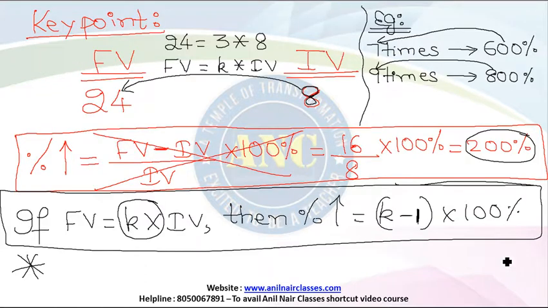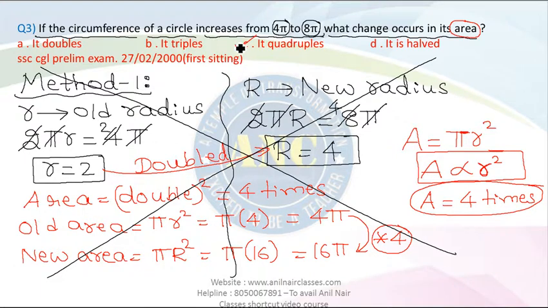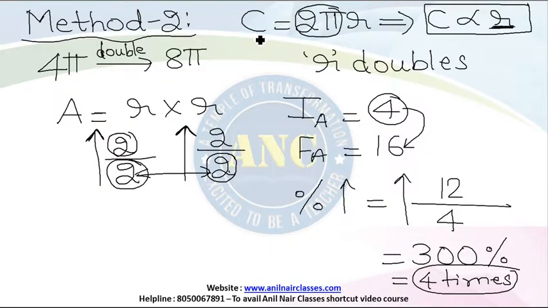I already told you, if the value is 300 percentage, then it is how many times? It is 3 plus 1, 4 times. 300 percentage is nothing but equal to 4 times. The answer is the area quadruples. Don't worry, sir. It looks like a difficult method right now, but as we solve more and more problems, I am damn sure that you will definitely appreciate this method too, and you will stick to it, because it will give the answer within seconds. Let us solve another question.